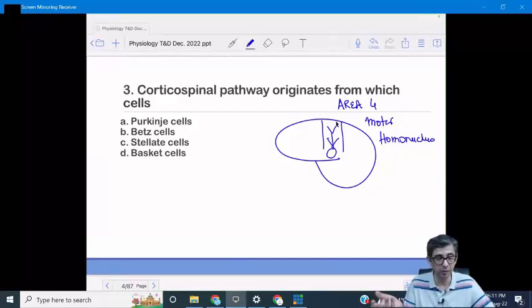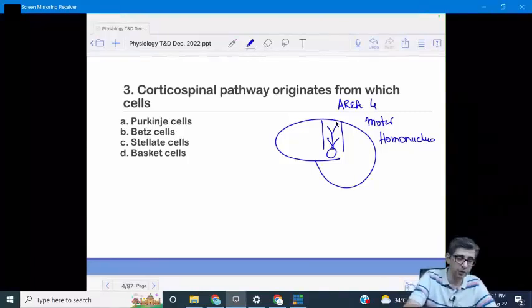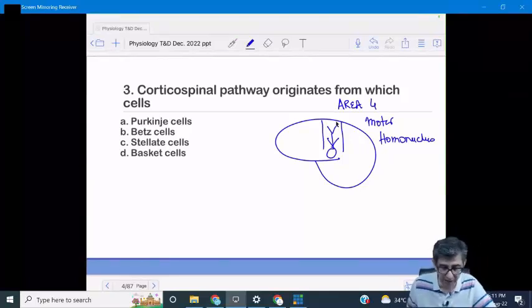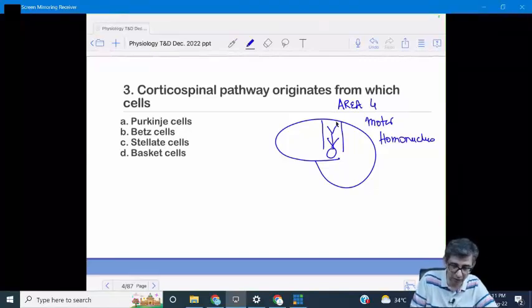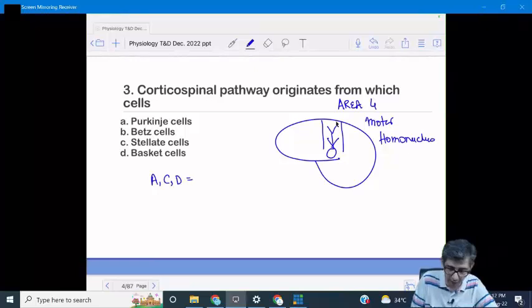We are not using all of our muscles, no? Like I'm using only my hand muscles and my speech muscles. But every muscle of my body can be under voluntary control. So area 4 of the brain would be having special cells. Okay, I had various answers there. Stellate cells, basket cells and Purkinje cells. Option number A, option number C and option number D are found in the cerebellum. We are not talking about cerebellum at the moment. We are talking about cerebrum.